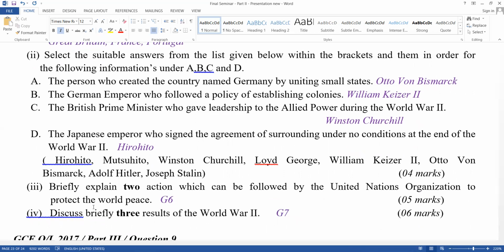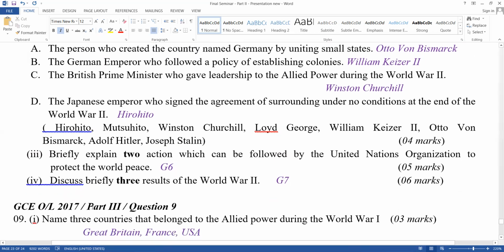Results of World War II. 2017, name 3 countries that belong to the Allied powers during World War II: Great Britain, France, and USA, America.